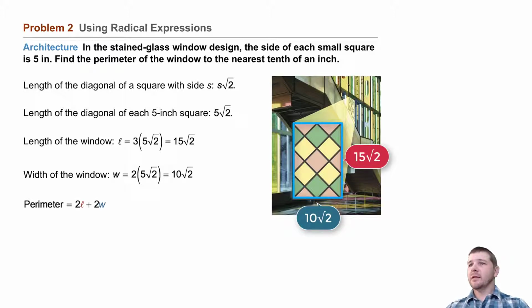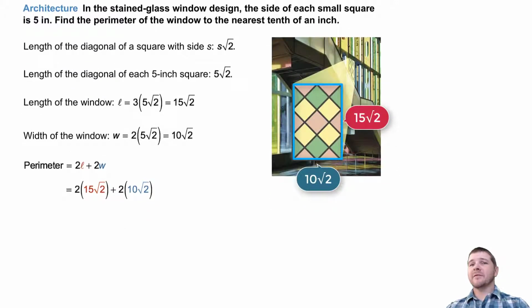Perimeter of a rectangle, recall, is 2 times the length plus 2 times the width, or 2L plus 2W. In our case, that will be 2 times 15 times the square root of 2, our length, plus 2 times 10 times the square root of 2, our width. This simplifies to 30 times the square root of 2 plus 20 times the square root of 2.